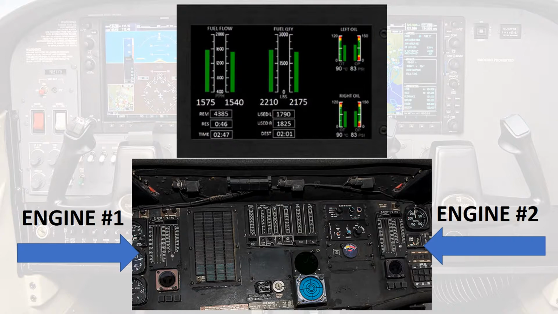Some common engine instruments are RPM, pressure, and temperature gauges. Fuel level and flow gauges are sometimes integrated in one unit. In multi-engine aircraft, there is usually a set of gauges available per engine stacked next to each other.